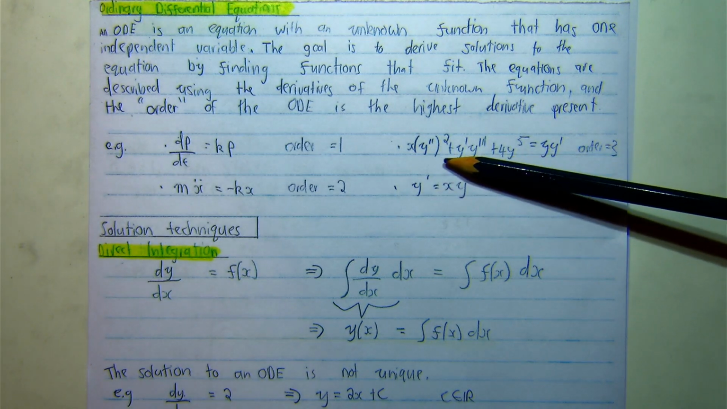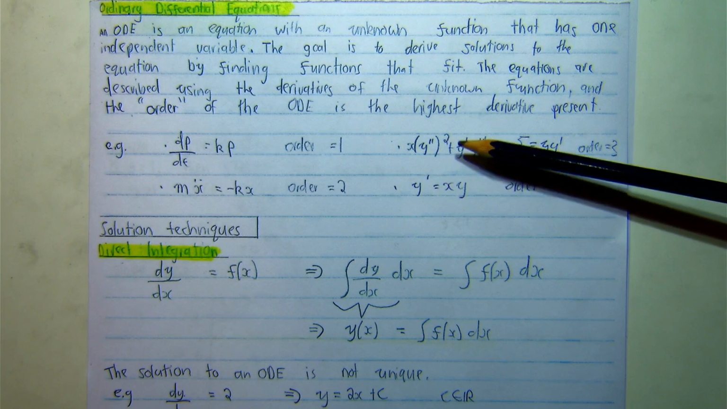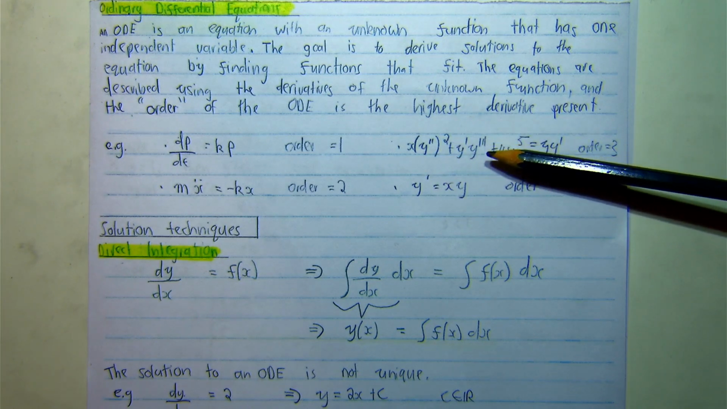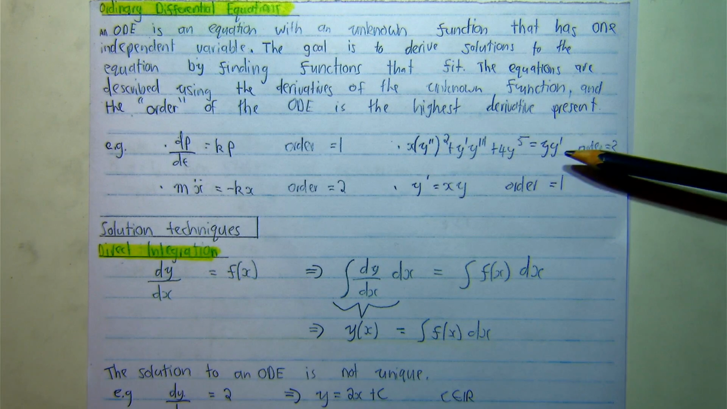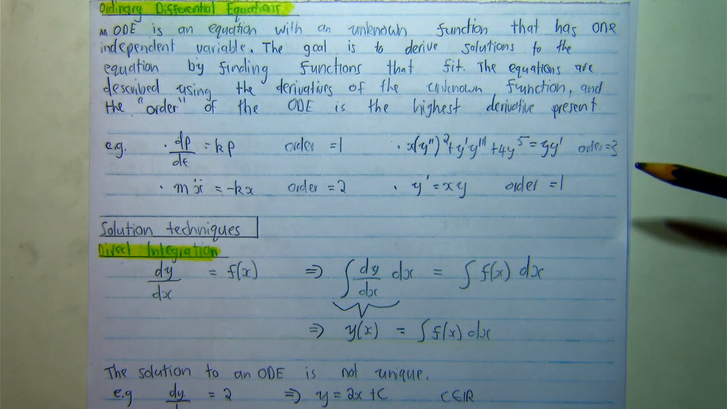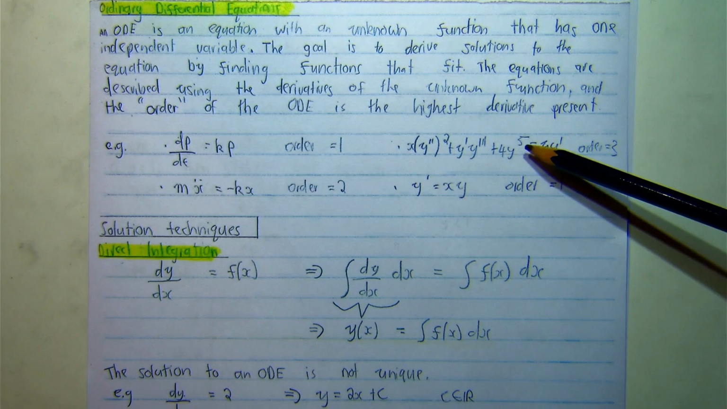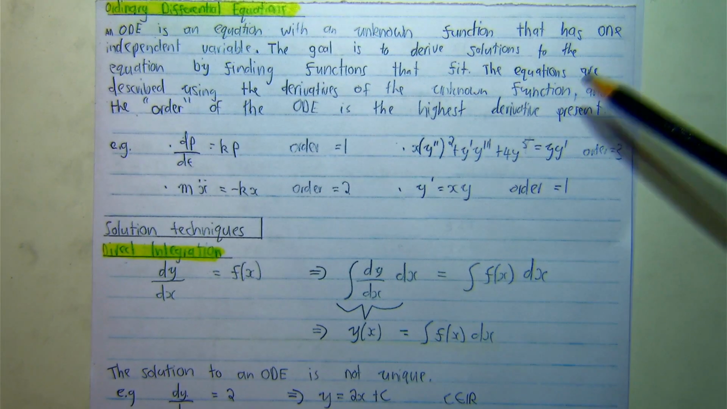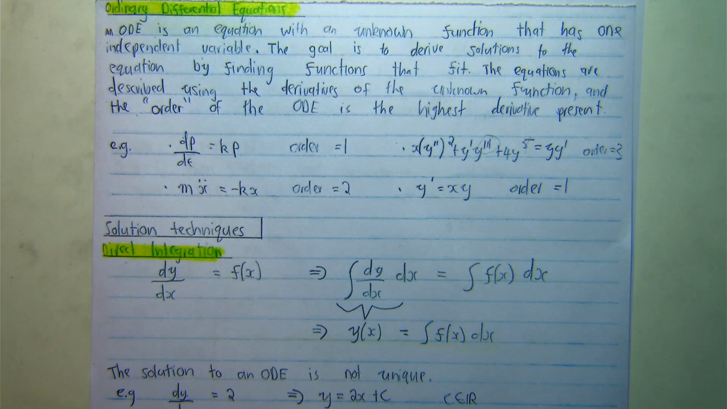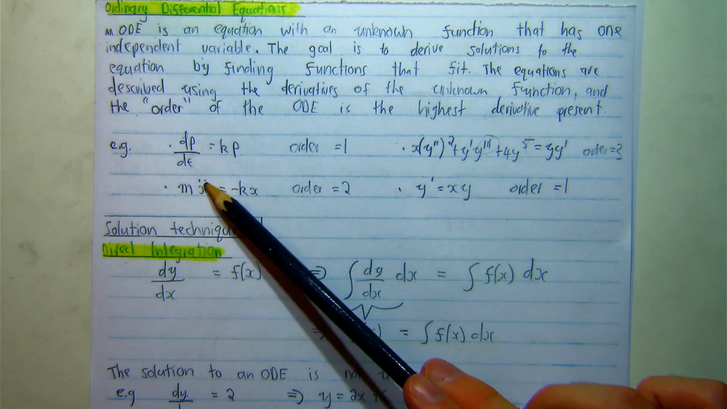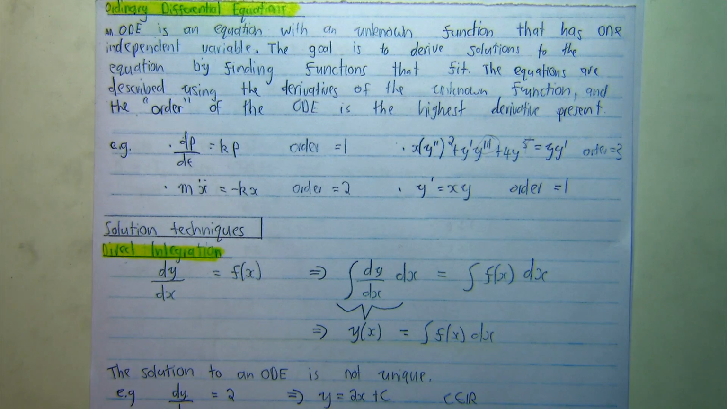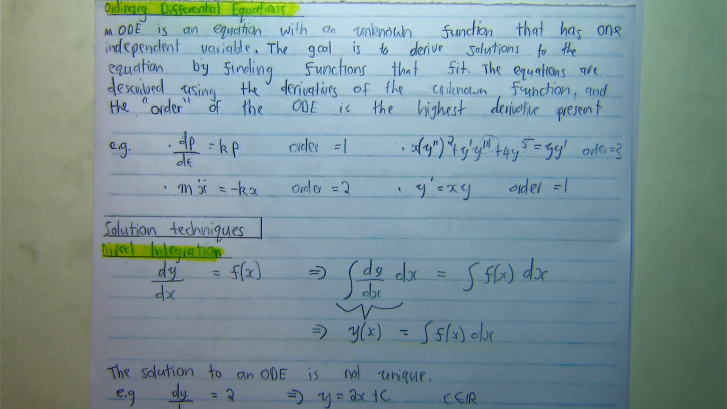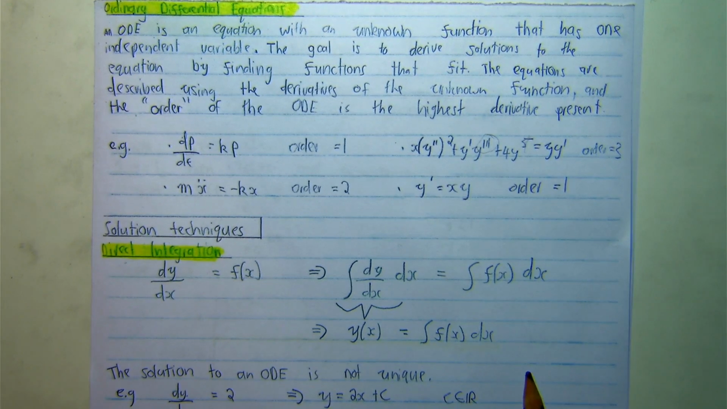And then in this example here, we have x (y double prime) squared plus y triple prime plus 4y to the 5 equal to y prime. That's quite a hectic ODE, but the order of this ODE is 3. We don't look at the power 5, we look at the highest order derivative, which is this one here, which is 3. So that's what ODEs look like, and there can be many different ways of writing it. You've got the dot method, the dash method, the straight up dp/dt method. Any of those are pretty common, and they usually mean the same thing but are just written in a different way.